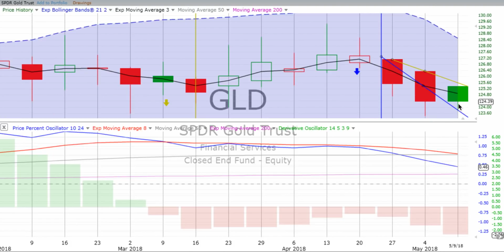And so far this week, we have a green up candle. Now, it's not a solid, it's not a hollow box up candle, so that's not as strong as those are, but it's still an up candle, down for the day 0.21%. Price movements below the weekly trend line. Derivative oscillator gaining downward momentum. Price percent oscillator headed down.